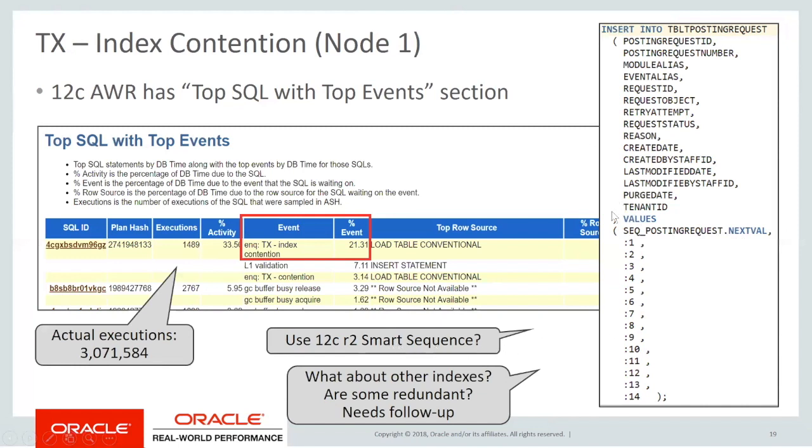But I would also follow up on this in the sense that I would go back to the person who gave me this report and ask, can you give me a report of all the other indexes on this table? Very likely there are other indexes on this table. Maybe some of them are redundant, or maybe we can change a little bit in the architecture of the indexes that have been put on this table to further mitigate this index contention issue.